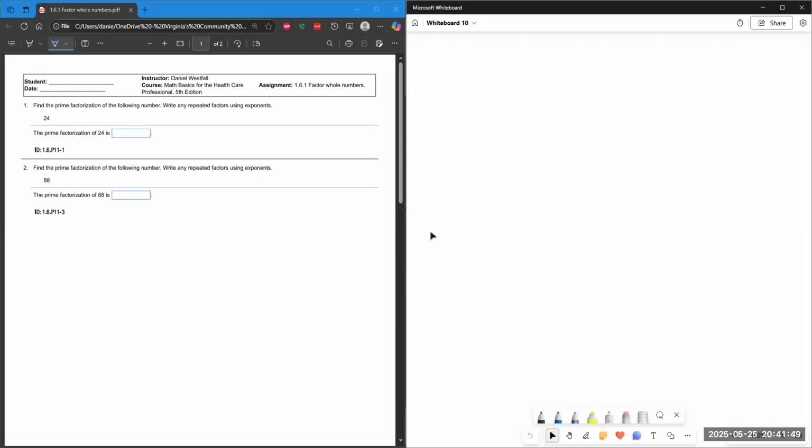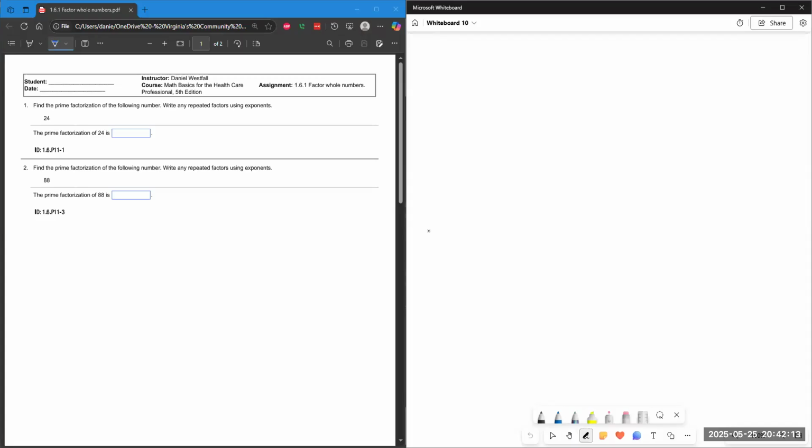All right, let's go ahead and talk about factoring whole numbers from section 1.6, objective 1. We're going to use some factor trees. You may or may not have seen factor trees before, but they're extremely useful when we get to operations with fractions and writing fractions in lowest terms and things like that. So before we talk about division, we're going to talk about factoring.